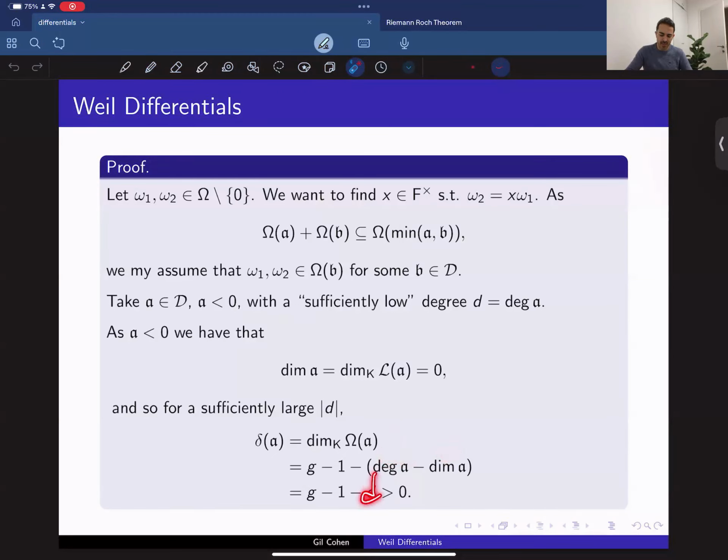Once D is at least 2 or 3 in absolute value, you can be sure that this number is strictly positive. Because G minus 1 technically could be -1, but if D is at most -2, then this is at least 1. So the first requirement for D is that it's a sufficiently small constant, so that this expression, which is the dimension of this space, is strictly positive. Soon we are going to require more from D, but that's a start. Okay.